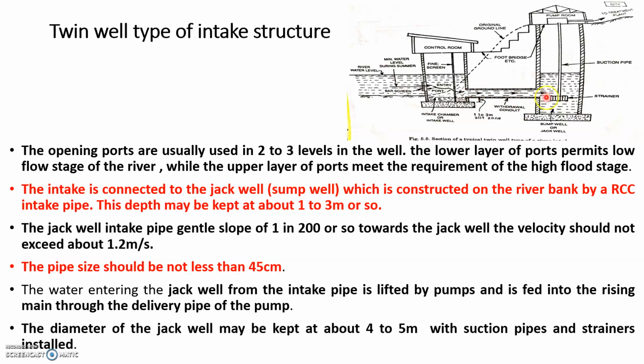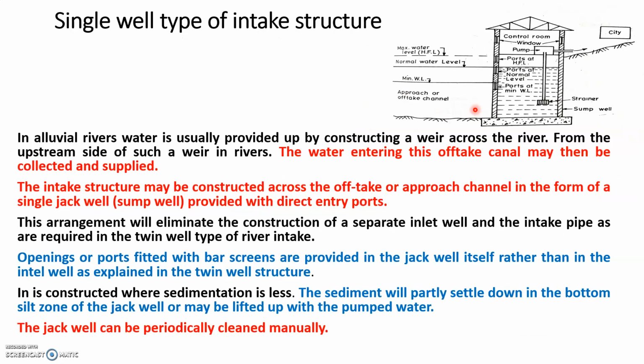Water enters through this jack well, and from the jack well there is a pump which takes the water out and delivers it to a treatment unit. This jack well may have a diameter of 4 to 5 meters. So this is all about the twin well type of intake structure, or as some books state, the twin tower intake also.